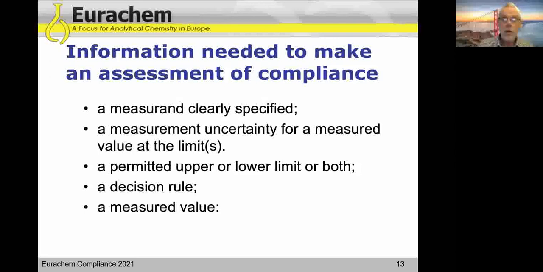So let's look at the information we need to make an assessment of compliance. Of course, we need to have a measurand, very clearly specified. This is the total concentration, for example, or dissolved or leachable. We have to have a measurement uncertainty, and that should be stated at the upper or lower permitted limit. So we want to look at the uncertainty at the limit, not at the result. This is extremely important for compliance. We need a decision rule, and we need a measured value.